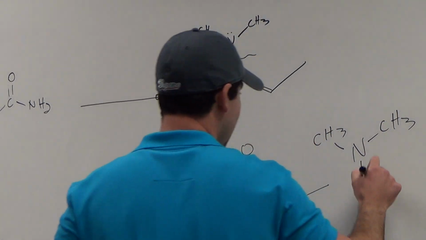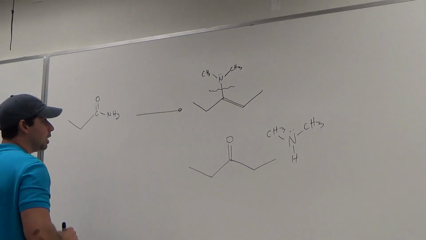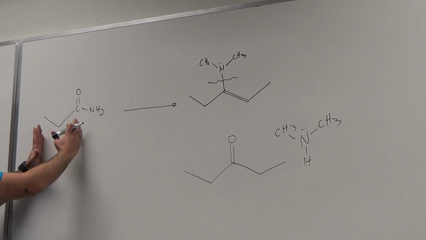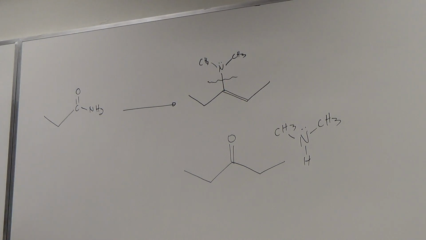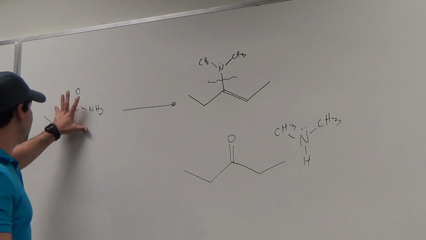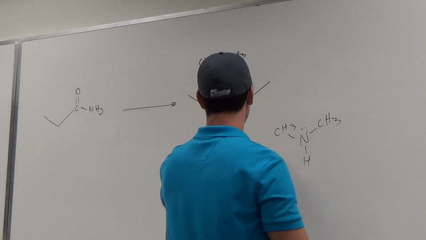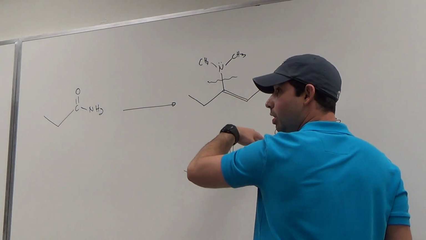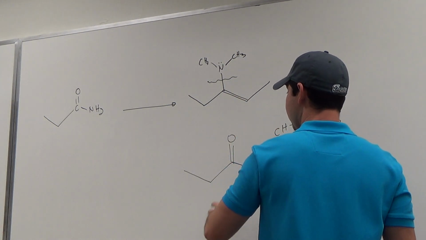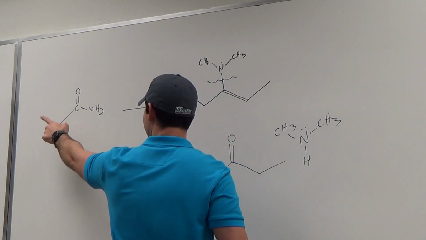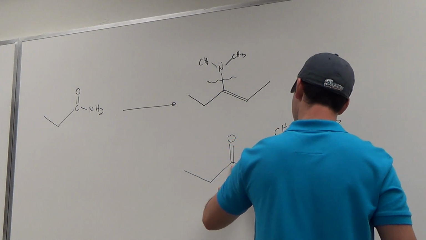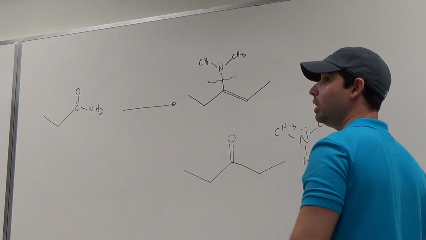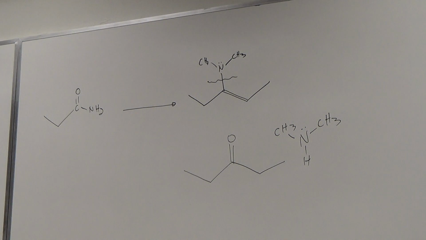Alright, so this is a secondary amine right here. Now, this is what I have. How do I go from here to there? We already got this part, yes? The enamine part. That was easy. I need to put what? How many carbons does that have? One, two, three, yes? And this needs to have one, two, three, four, and five. I need to add how many carbons more? Two more.